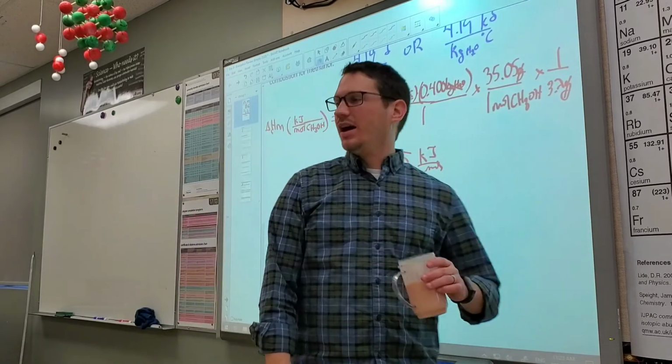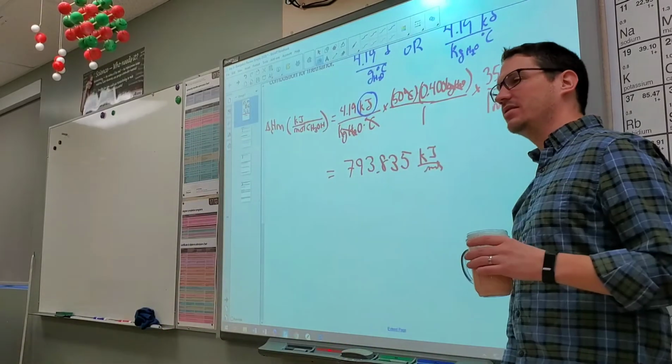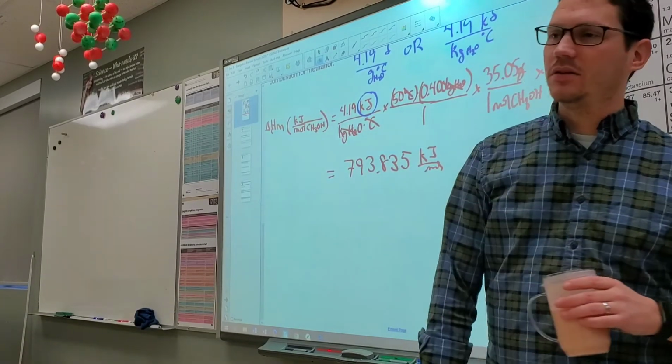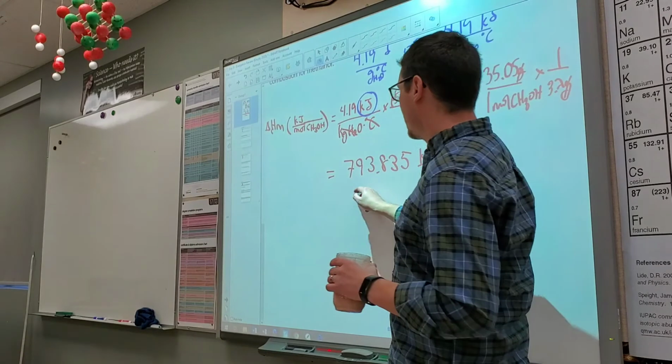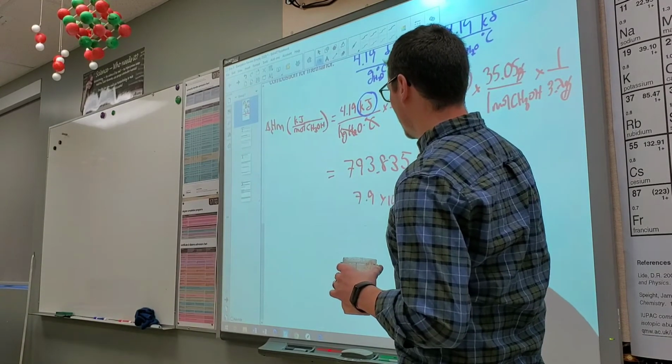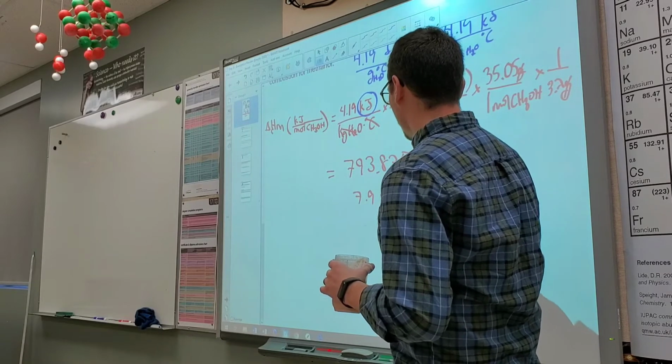But is that the answer? No. What do we have to round it to? We actually need 2 digits, right? 7.9 times 10 to the 2 kilojoules per mole.